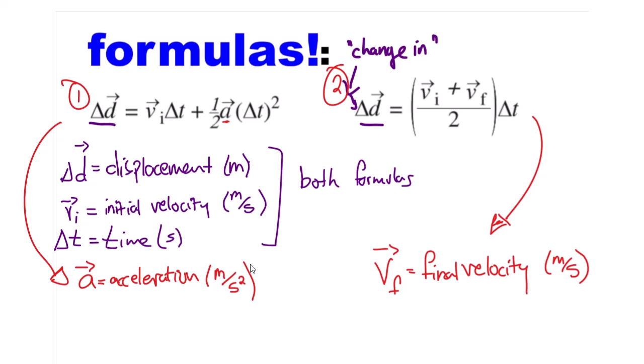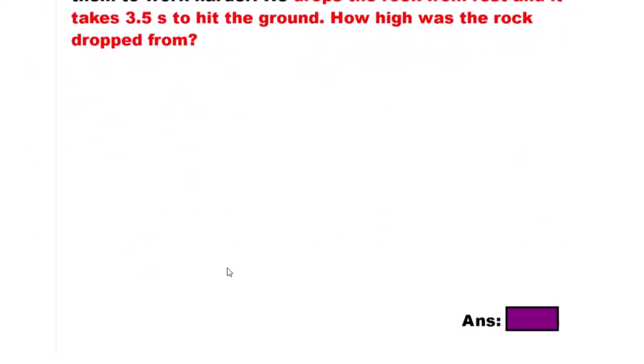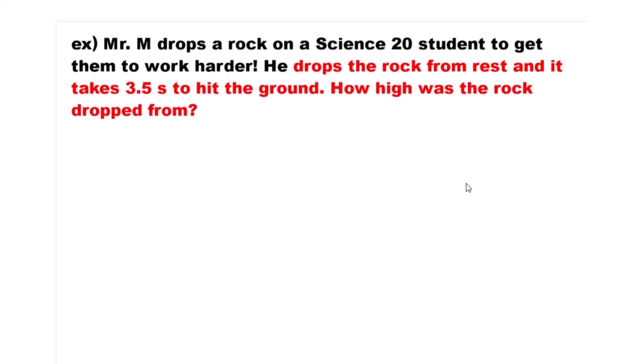Okay, let's try a couple of problems. So Mr. Mahaffey drops a rock on a Science 20 student to get them to work harder. He drops the rock from rest and it takes 3.5 seconds to hit the ground. How high was the rock dropped from?